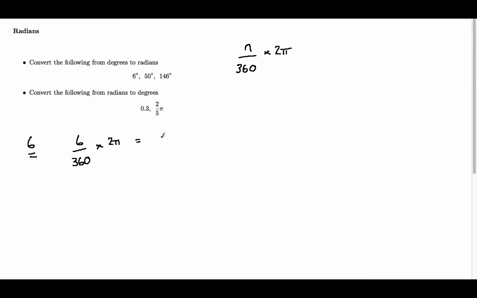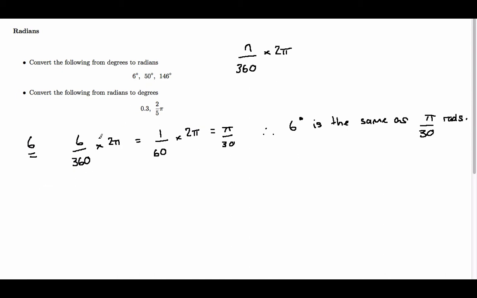Now 6 over 360 is 1/60th times 2 pi, and 2 pi divided by 60 just gives us pi over 30. Therefore we say that 6 degrees is the same as pi over 30 radians.